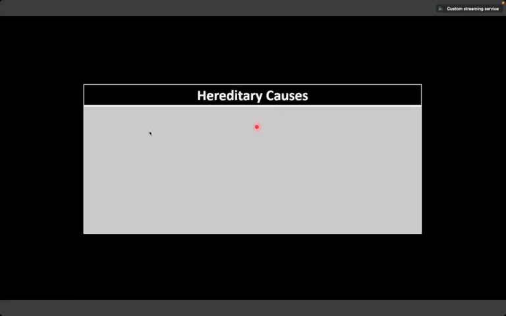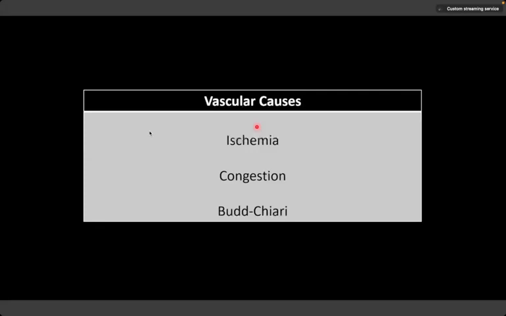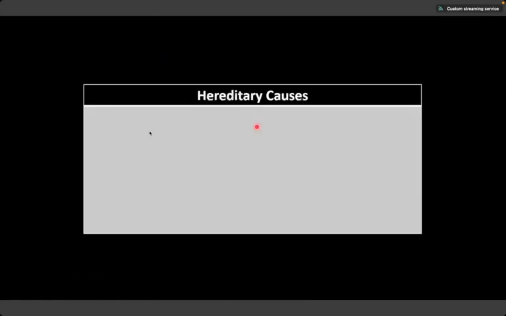Okay. One more statement, guys, is that in terms of your vascular causes, the AST to ALT ratio is usually above 1, just like it behaves like alcohol. The AST to ALT ratio is going to be more than 1. Okay, that's that. Hereditary causes, all right.